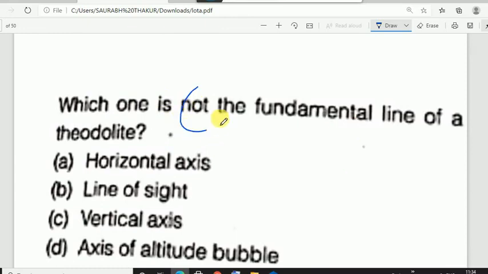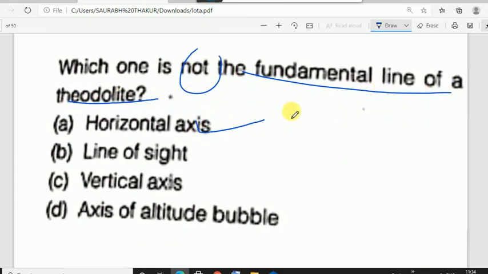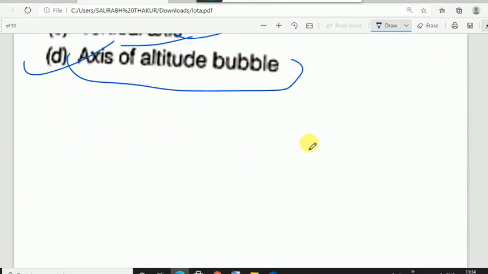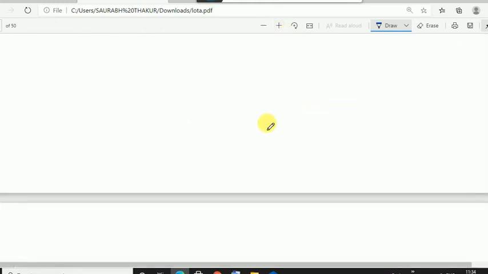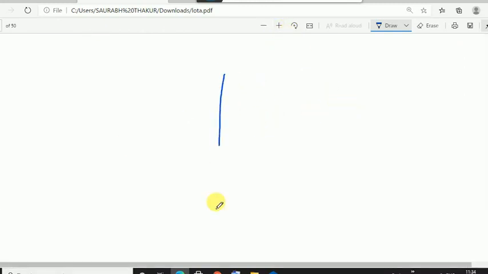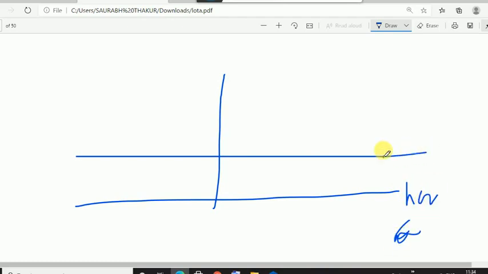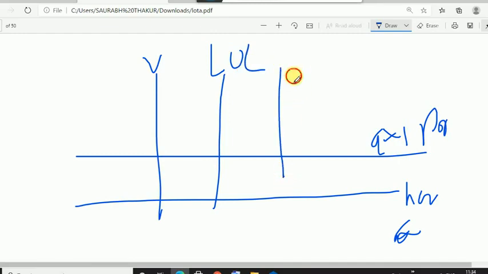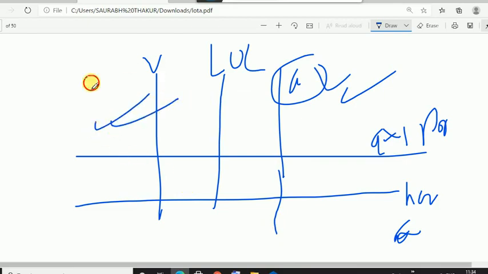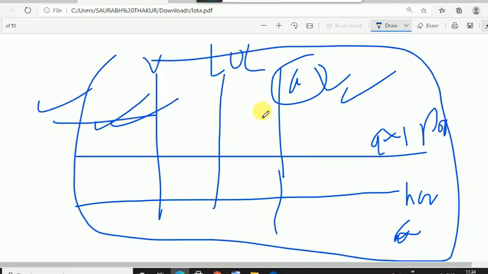Which one is not the fundamental line of a theodolite? Horizontal axis, line of sight, vertical axis, axis of altitude level. Okay. And in surveying itself, I will be teaching you the fundamental line relation. It may be asked in your exam like this. This is your horizontal axis, this is your axis of plate level or axis of stride level, this is your vertical axis, this is your line of collimation, and this is your axis of altitude level. Okay, relations are very important. It may be asked in your exam. Okay, you just have to remember this.